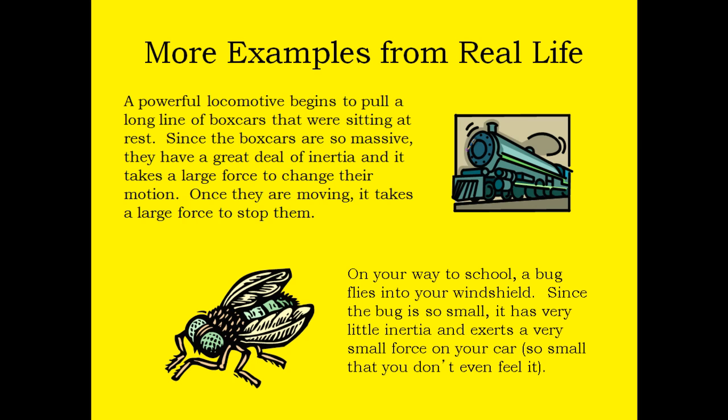So on your way to school, a bug flies into your windshield. Since the bug is so small, it has very little inertia and there's very small force on your car. So small that you don't even feel it. That's why those bugs get splattered. Even though the bug hits your windshield, it's going to be an unbalanced force. This guy's going to hit here, splat. That's why the bug just kind of explodes, because you're hitting with such a large force because you have so much more inertia. Now the actual force between the bug and the car is going to be equal, per Newton's third law, which we'll talk about when we get there.